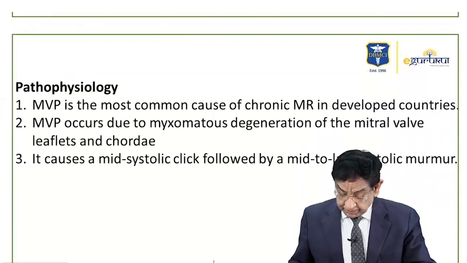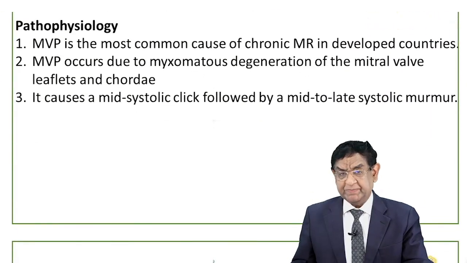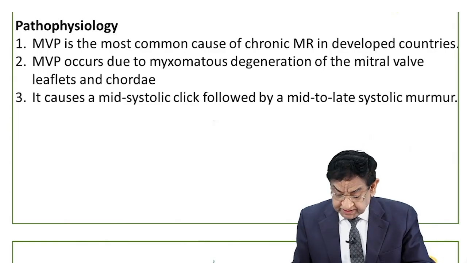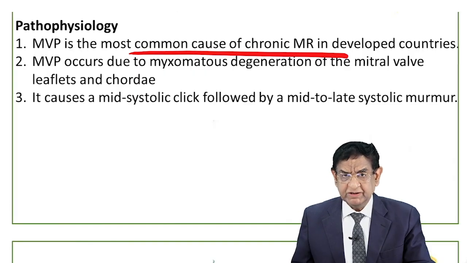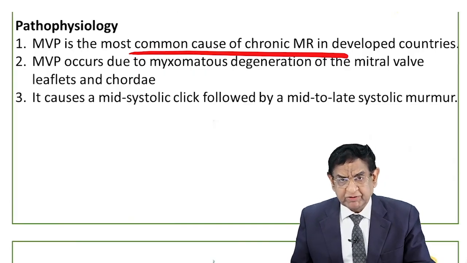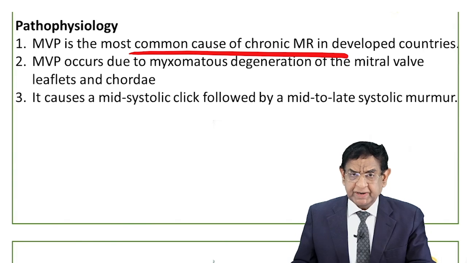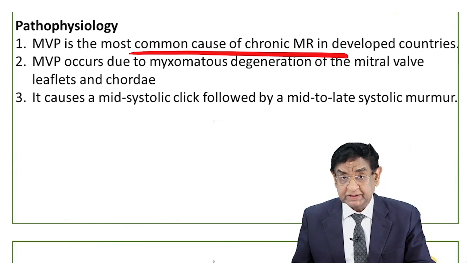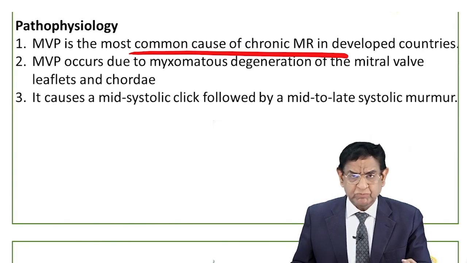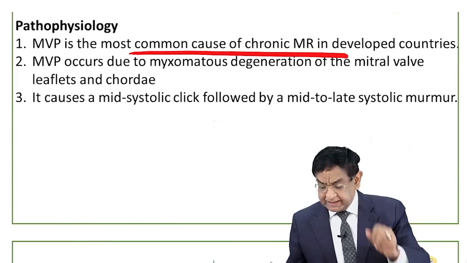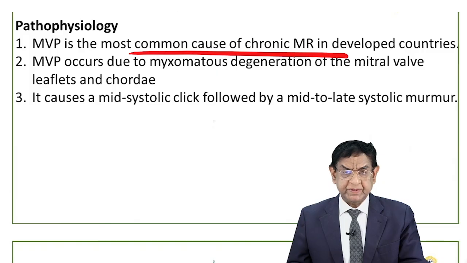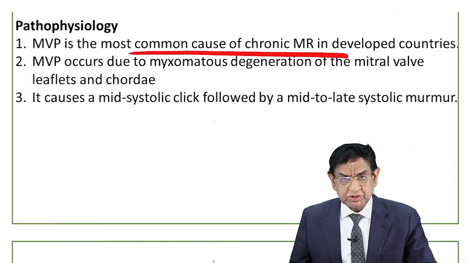Okay. Now let us see why this happened. This is the most common cause of chronic MR, especially in developed countries like Europe or America or USA. Well, in developing or subcontinent countries, rheumatic heart disease is also a common cause. But not to forget, MVP is the most common valvular lesion in the world. And especially in developed countries where RHD is not so common, but MVP is common.